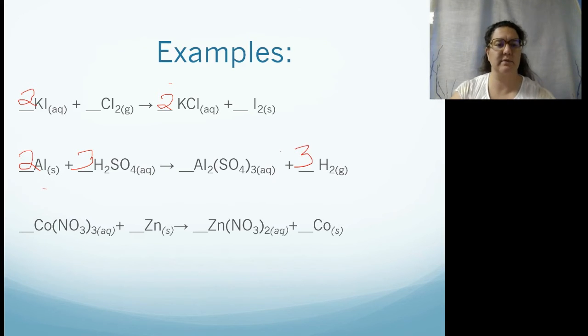Now, none of these can be reduced because we have a 2, a 3, a 1, and a 3. So wherever there's a blank, there's just a 1. So we don't write it in. That would be redundant. Okay.